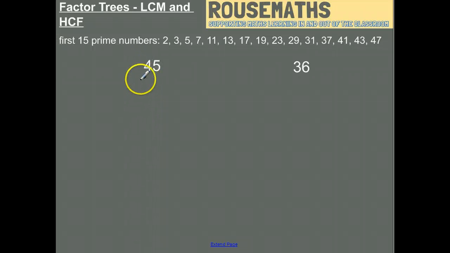So the first thing I'm going to do for our factor trees is it's all about finding pairs of numbers that go into the one above. So a pair of numbers that will multiply together to give 45. 5 would seem like an obvious candidate. 5 times 9 will achieve that. For 36, we go for 12 and 3.